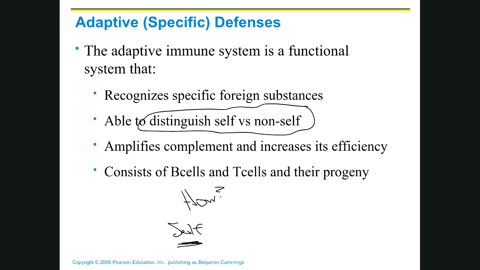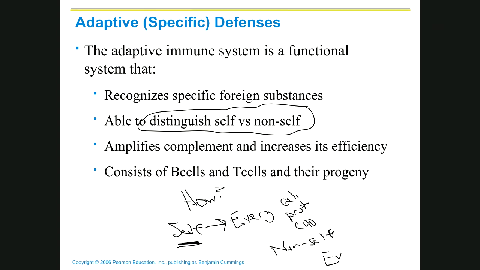Self is everything that's you. Every single thing that's you. That means every cell, every protein, every carbohydrate, everything that's you. So what is non-self then? Basically, non-self is everything else.